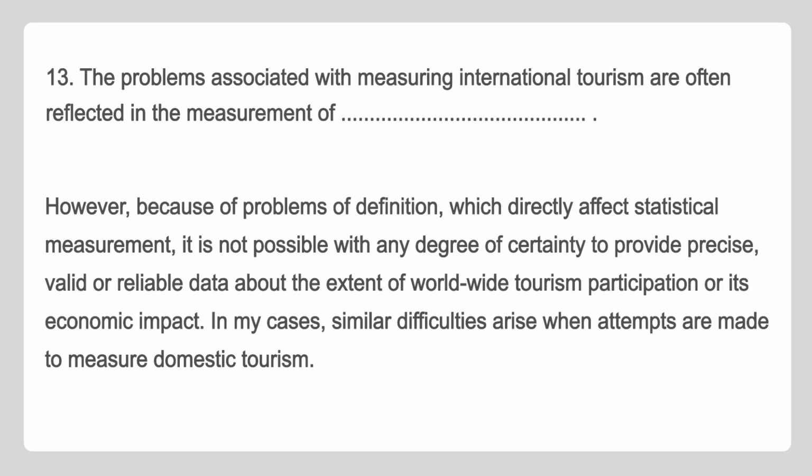The problems associated with measuring international tourism are often reflected in the measurement of. What we attempt to find here are three not very easy keywords: problems, international tourism, and measurement. The word measure itself is definitely used in the text, in the passage, right?